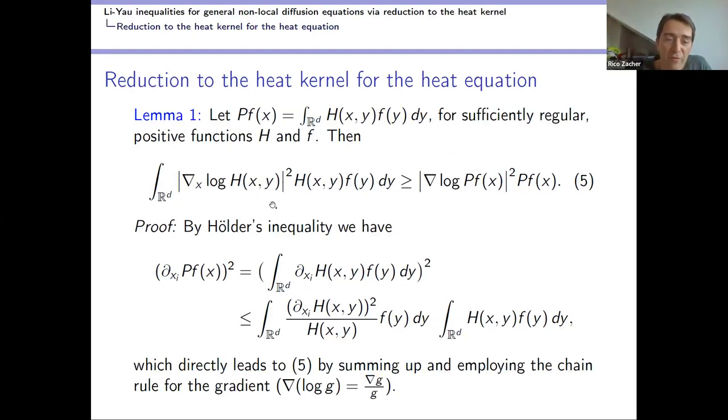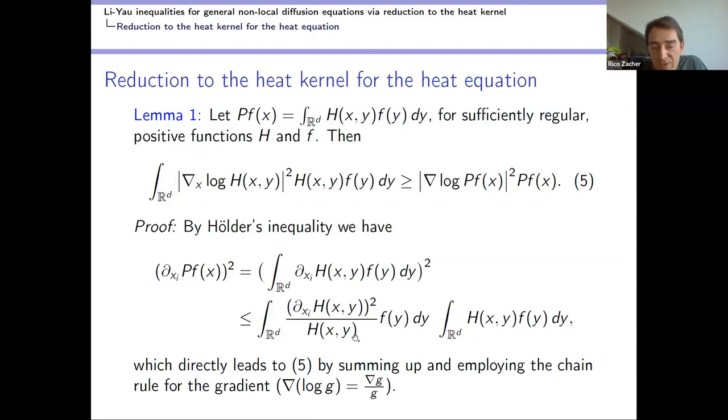So let me show you the proof. Okay, so let's take a partial derivative of Pf of x. Here we can take the derivative inside, and so we have the derivative of the kernel. Then we square this expression, so we have this term. Now the idea is to use Hölder's inequality. So we add a factor 1 over square root of h and another factor square root of h, and we use Hölder's inequality, and we get these two integral terms.